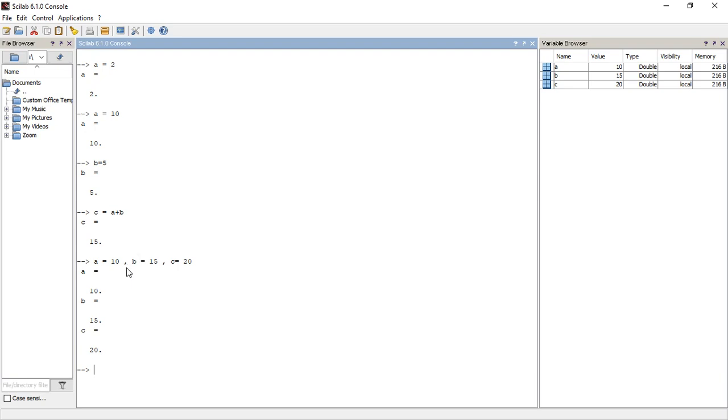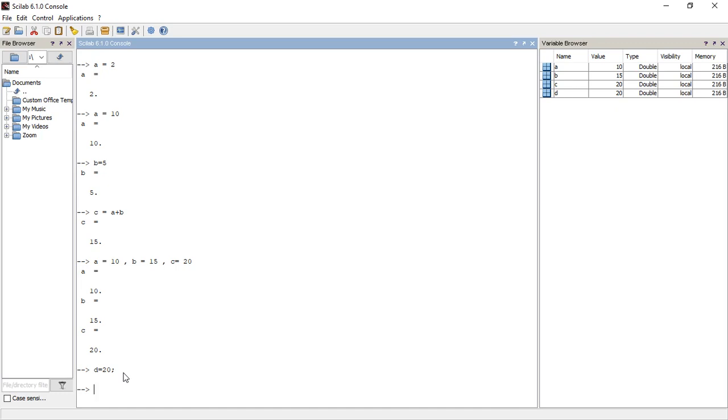When we use the comma, we can assign multiple variables in a single line. This is the first operator, the comma. The second operator is the semicolon. In the same way, I'm going to assign a value here: D is equal to 20. I do not want to display the output for this one, so I simply keep the semicolon here. Then click enter. Whenever we use a semicolon at the end of a command, the output is not displayed.